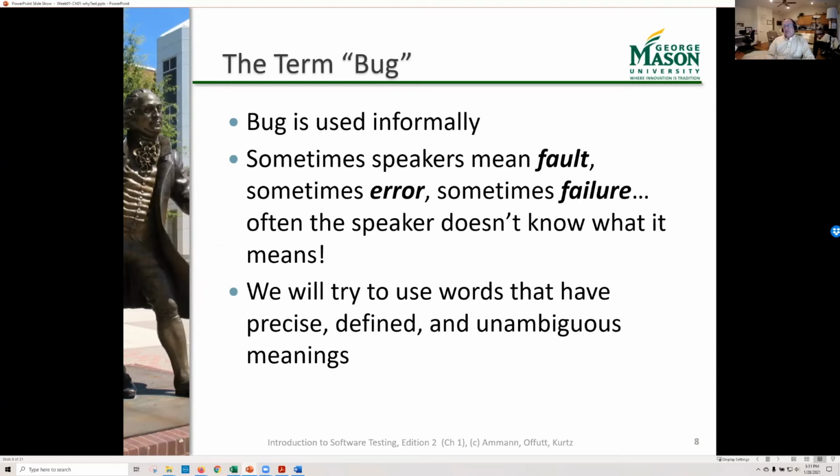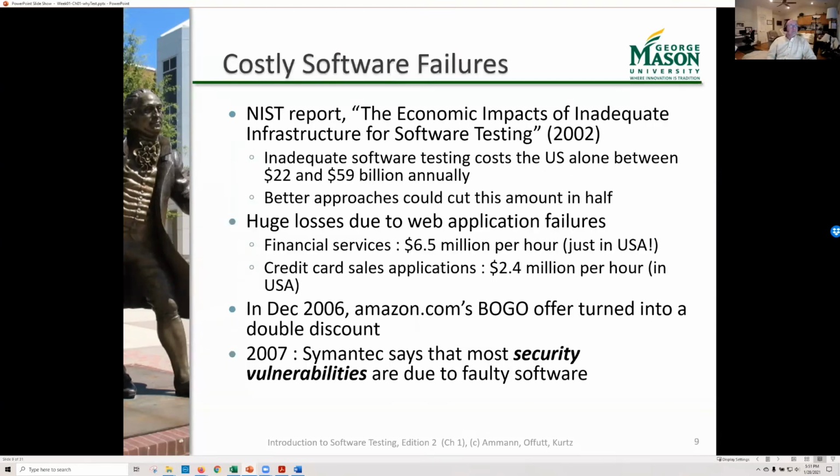So it's a squishy word that can mean a lot of things to a lot of people. We would like to have a set of words that are precise and that eliminate confusion. So generally speaking, we will not be using the term bug in this class, but instead we'll be identifying things as faults, errors, or failures.